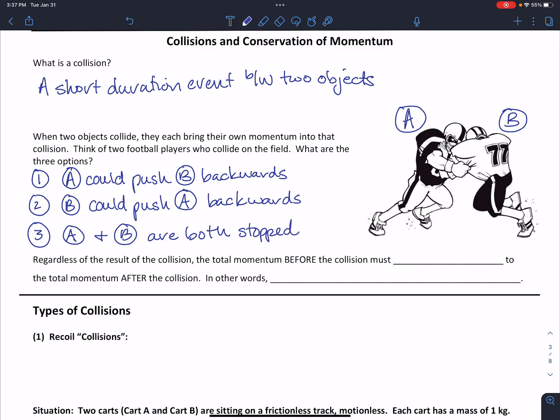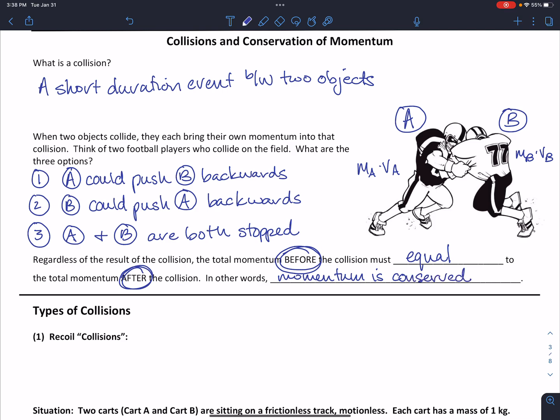All right, now which of these three situations we have depends on the mass of A and the velocity of A, and then the mass of B and the velocity of B. So the momentum of each of these players is going to influence what happens as part of that collision. All right. The key to any collision is that the total momentum before that collision must equal the total momentum after that collision. So whatever momentum is brought into a collision must also be present afterwards. So in other words, momentum is conserved.